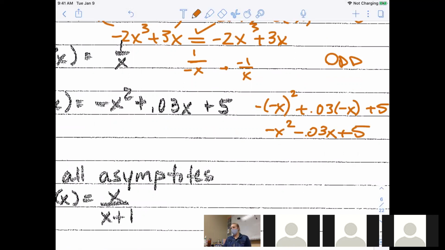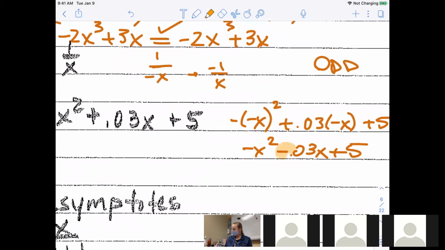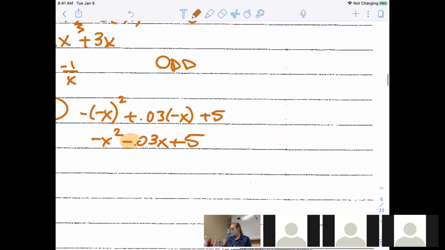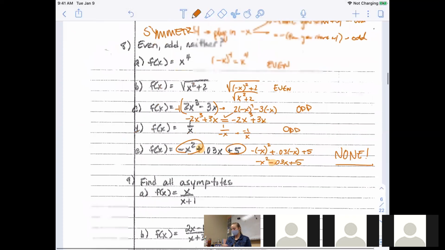Is this going to be even, odd, or none? Why is this one none? Only one changed. So you could think of it one of two ways. You could say, well, two of them are the same, the 5 and that -x squared, but that 0.03 is not the same as what it was. Or you can think about one of them flipped, but the other two didn't flip. You need either all of it to be the same or all of it to be negative. You don't get to just pick and choose. This one does not have symmetry. This one has no symmetry or none or neither or whatever you want to call it.